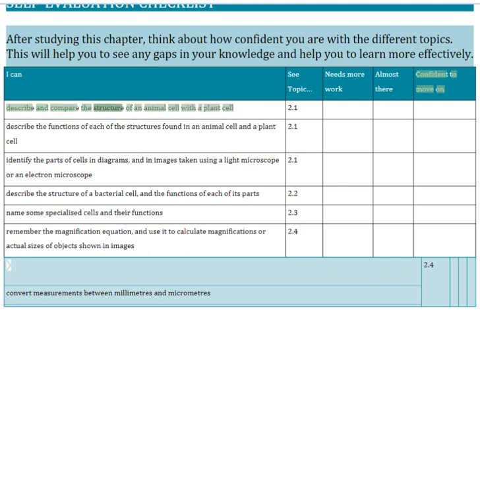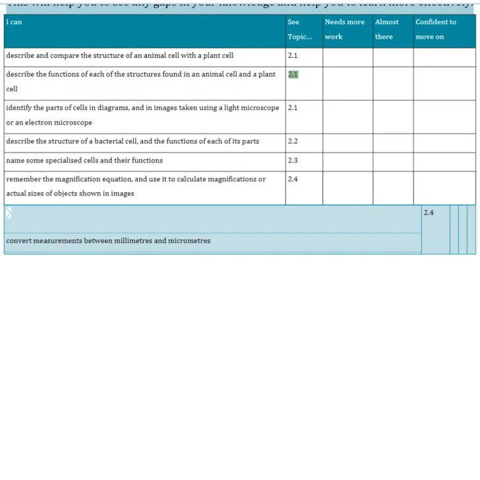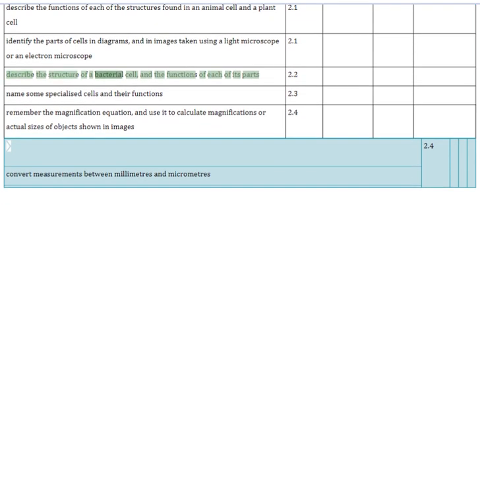Describe and compare the structure of an animal cell with a plant cell. 2.1 Describe the functions of each of the structures found in an animal cell and a plant cell. 2.1 Identify the parts of cells in diagrams and in images taken using a light microscope or an electron microscope. 2.1 Describe the structure of a bacterial cell and the functions of each of its parts.